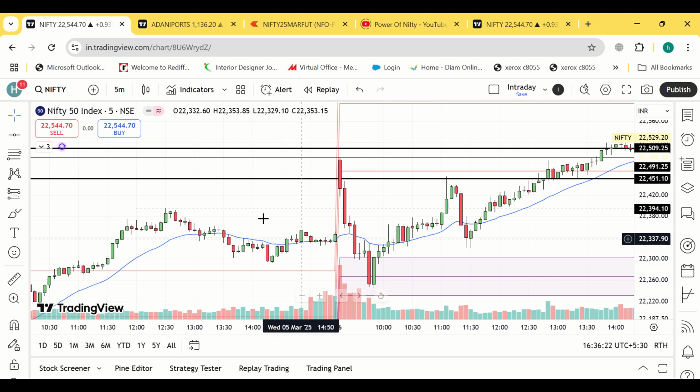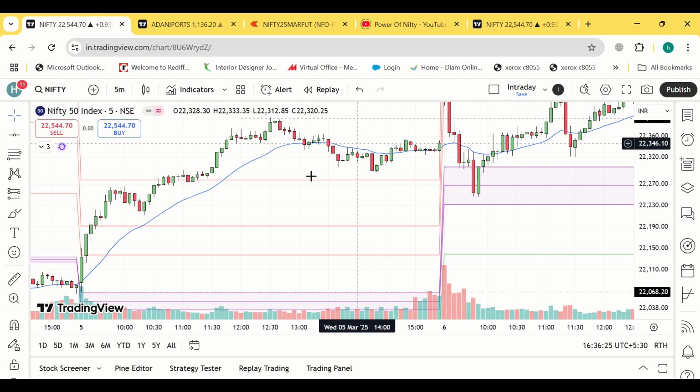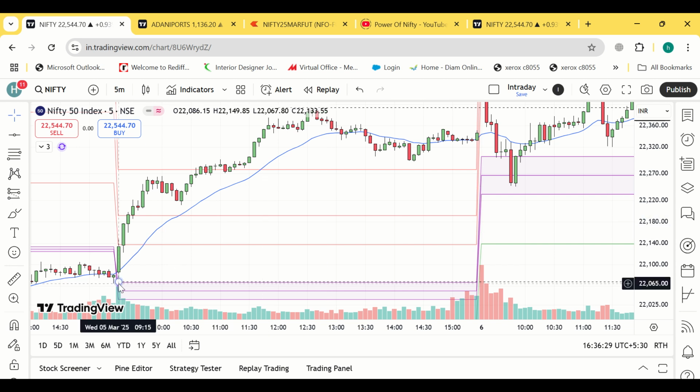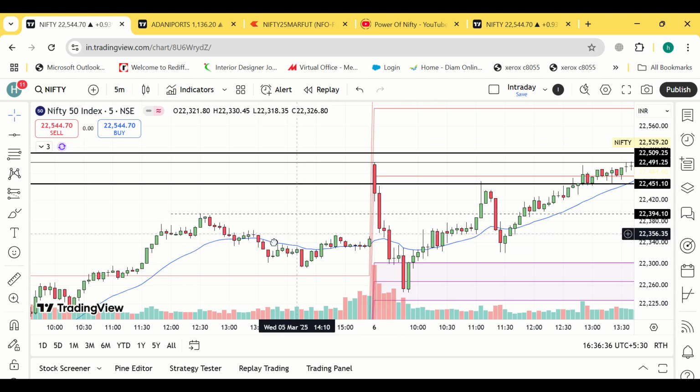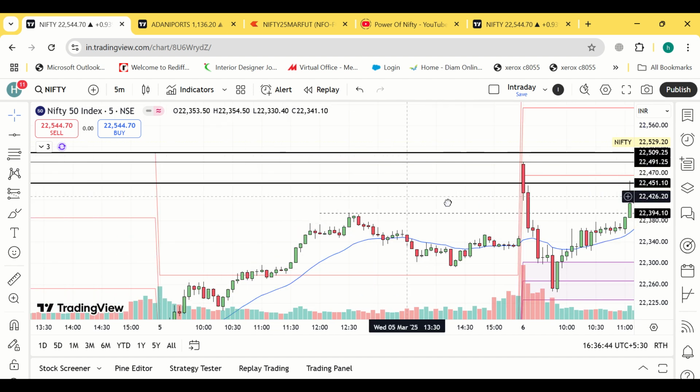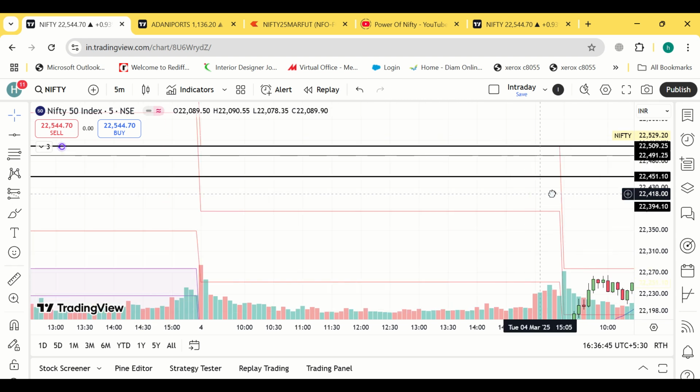Today is 6th March. So before we start, yesterday was a trending day. This was PDL and this is PDH. And today the market opened gap up. You can see these two black lines which I plotted before the market opens. Let's check what is the importance of this.